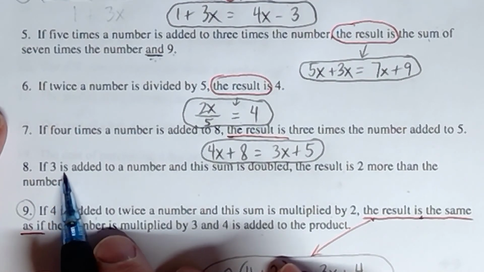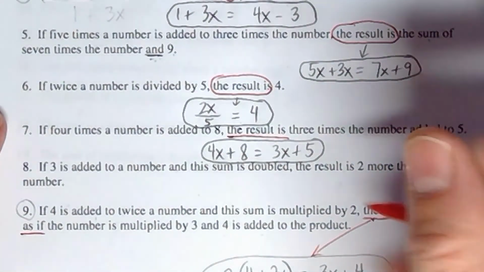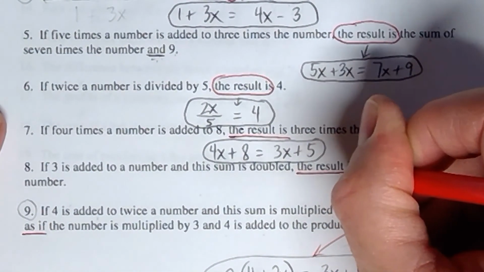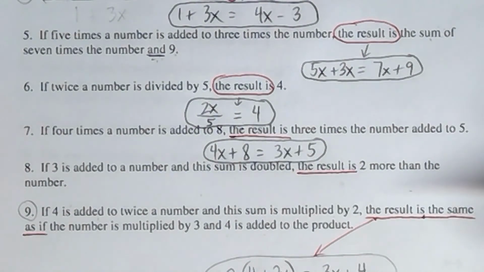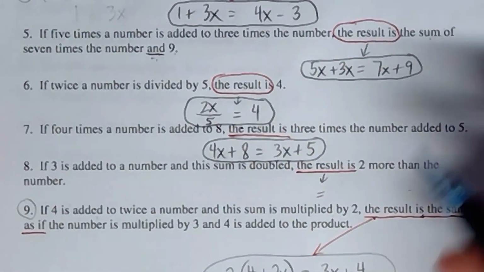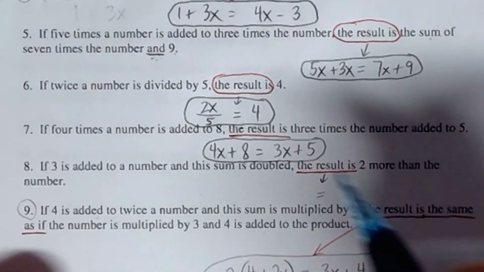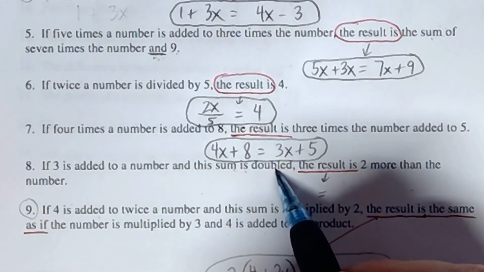Finally, number 8. If 3 is added to a number and the sum is doubled, the result is 2 more than the number. Now, we haven't seen that phrase doubled before. I'm sure you've heard it a lot in real life probably, but not in this class though. Mathematically, what does doubled mean, you guys? It means multiply by 2. If I double your salary and you're currently making $20, you're now making $40. Well, how did I get that number? I got it by multiplying 20 by 2. So when they say the sum is doubled, it means that the sum is being multiplied by 2.